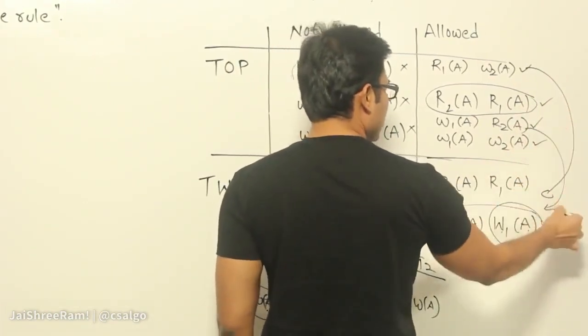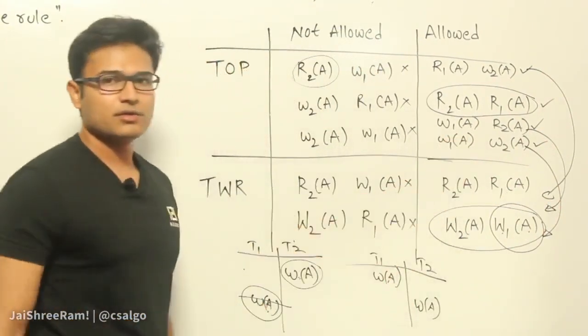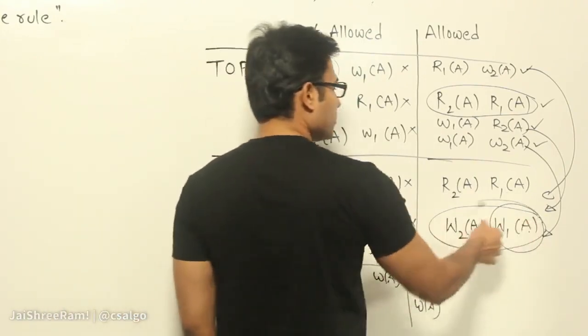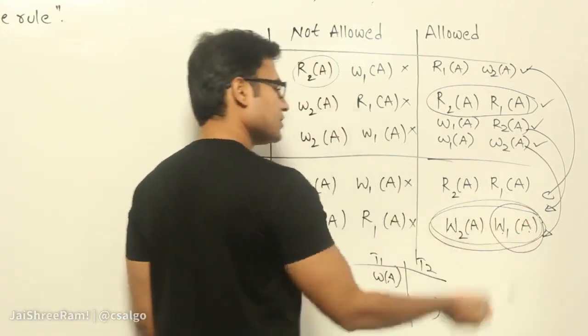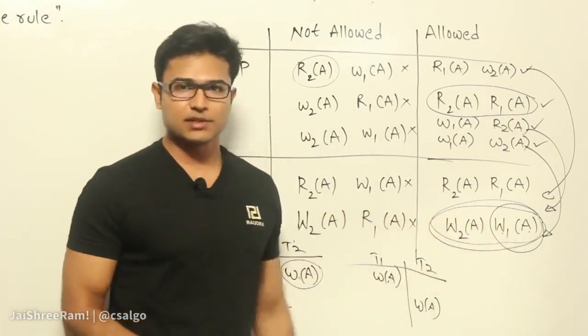So whatever was allowed in the timestamp ordering protocol will already be allowed in the Thomas Write rule. Along with them, this will be allowed. Which means if you are going to do any outdated writes, that will be allowed with a simple modification, that that particular outdated write is just ignored. Got it?